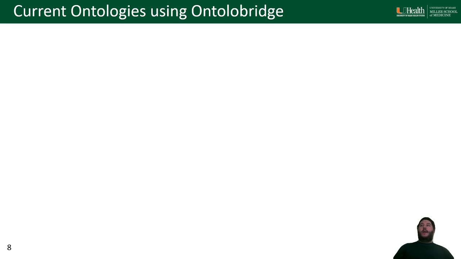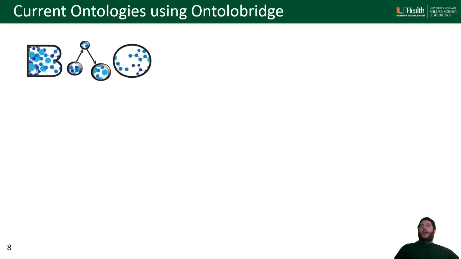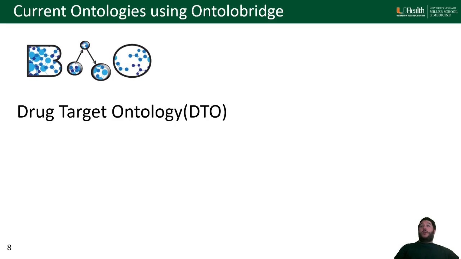With the APIs out of the way, I would now like to talk to you about what current ontologies are in OntoloBridge. The major ontologies currently supported by OntoloBridge, and that you can make requests for through our APIs, are the Bioassay Ontology, or BAO, and the Drug Target Ontology, or DTO. Both of these are maintained here at the University of Miami, primarily by me.